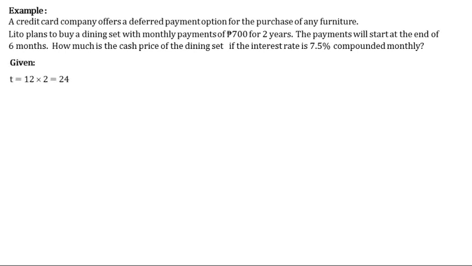So, sabi dyan, si Lito plans to buy a dining set with monthly payments for 2 years. So, yan ay 12 times 2. 12 months times 2 years is equal to 24. At meron siyang monthly payment na 700 pesos, which start at the end of 6 months. So, yung unang 5 buwan ay hindi niya binayaran. So, the period of deferral is 5 months. How much is the cash price of the dining set if the interest rate is 7.5% or 0.075 compounded monthly? So, pag sinabing monthly, 12 times in a year.